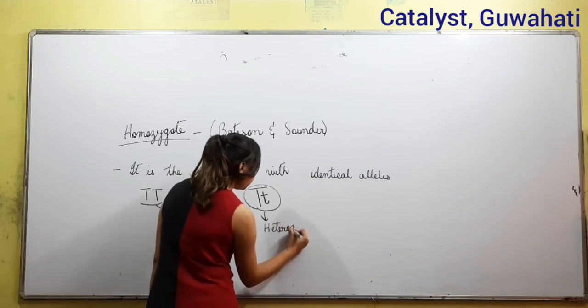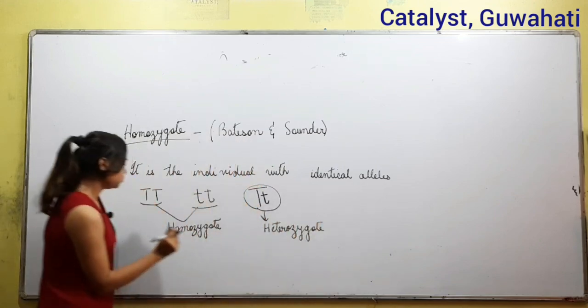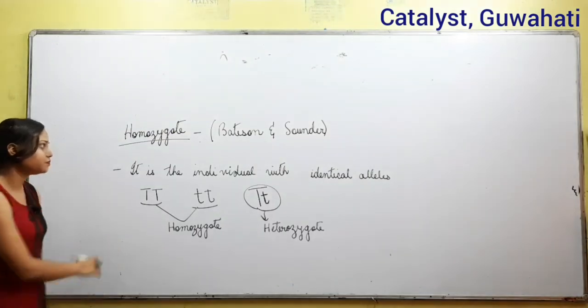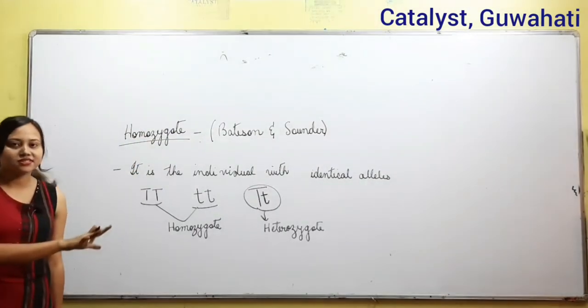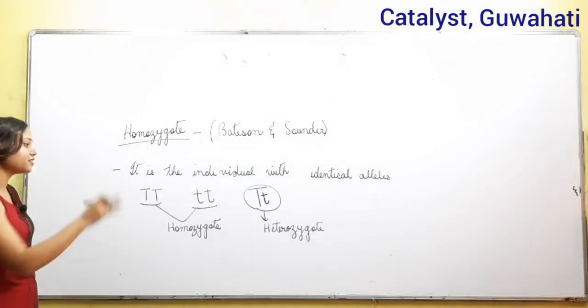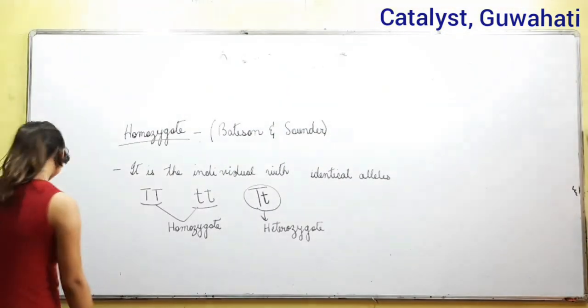Note the definition in your notes. This is homozygote and this is heterozygote, simply. The two terms homozygote and heterozygote were given by Bateson and Saunders. Homozygote individuals are individuals with identical alleles and heterozygote are with non-identical alleles.